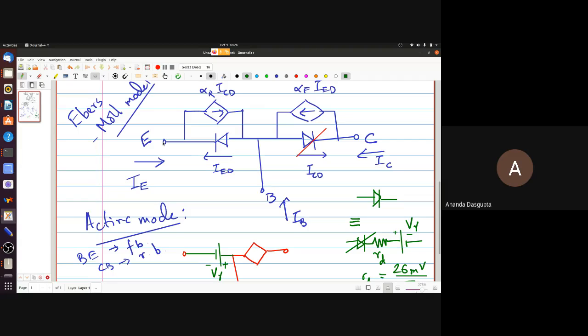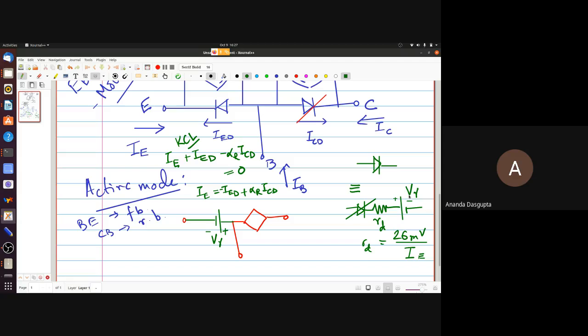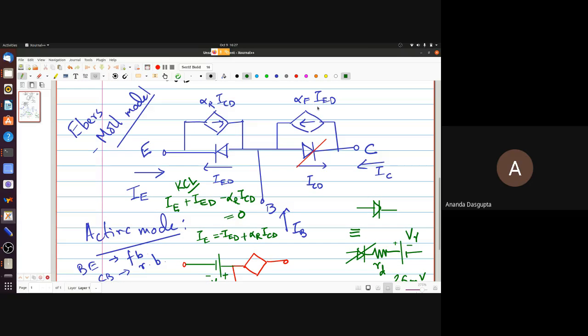Well, if you look at this particular node, you can easily write down the current law equation. IE goes in, IED also goes in, and if I want to be fully precise, I talk about the full model, then minus alpha R ICD goes out. So net current into the node is given by IE plus IED minus alpha R ICD, and this has to be 0. Kirchhoff's current law, nothing else. So IE and IED are related to each other by IE equals minus IED plus alpha R ICD. But that was for the full Ebers-Moll model. In our simplified model, there is no alpha R ICD, which means our IED is actually just minus IE. So saying that it's alpha F IED flowing this way is the same as saying it's alpha F IE flowing the other way, simply because IED and IE are negatives of each other.